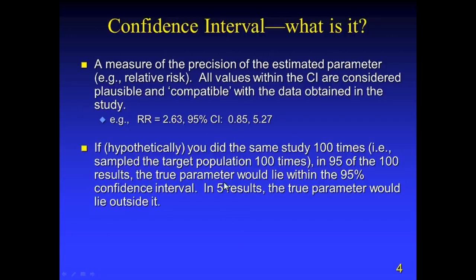So how do we interpret that? An interpretation that's generally accepted by pretty well everybody in epidemiology and biostatistics is that if, hypothetically at least, you were able to do the same study 100 times, sampling the population, and of course each time you get a slightly different sample, in 95% of the 100 sample results, the true parameter, in other words the relative risk, would lie within the 95% confidence interval. The true parameter is the parameter in the population itself. But in five results, the true parameter would lie outside the confidence interval.